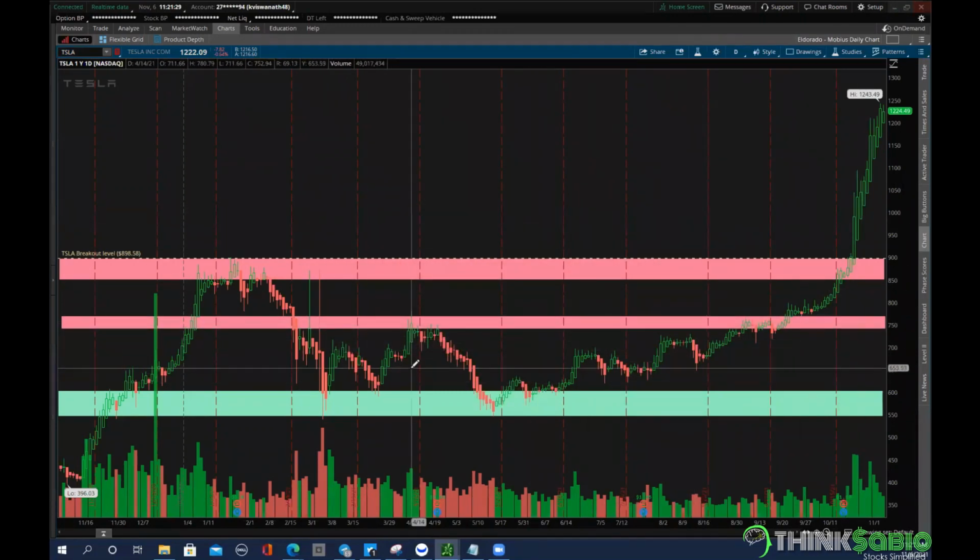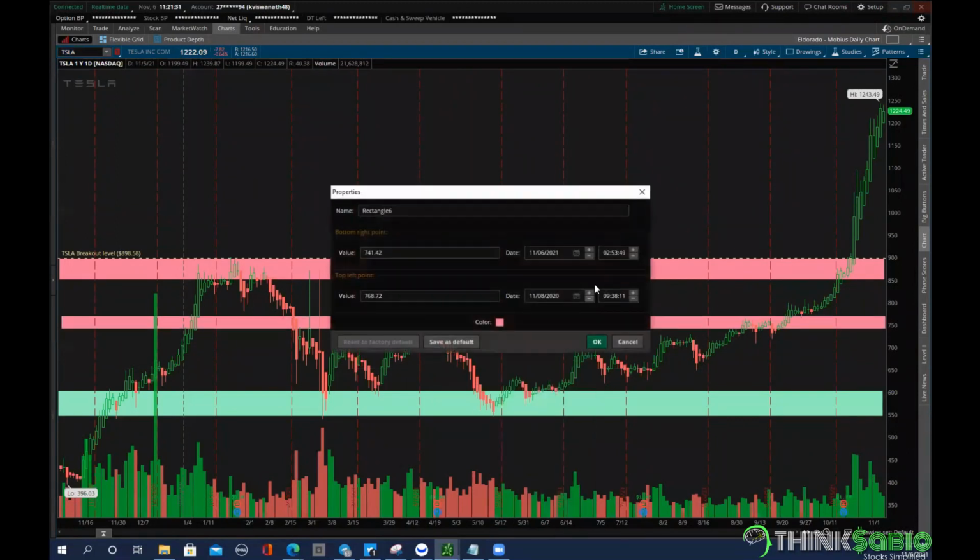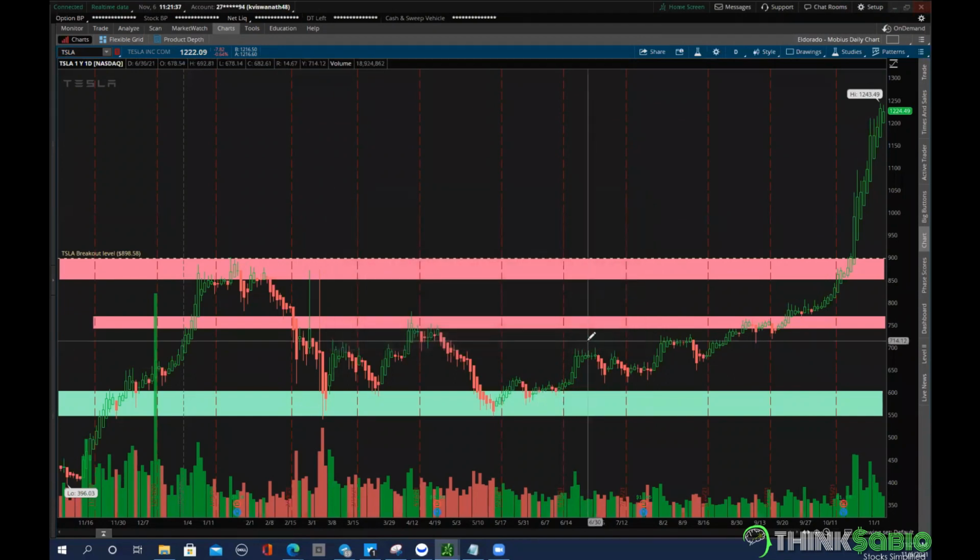So this is also one supply zone. If you want this supply zone to be extended, what I usually do is I will keep it for the next 20 days. So even if I look at my intraday chart, I know this zone is there, right? So this is one supply zone.